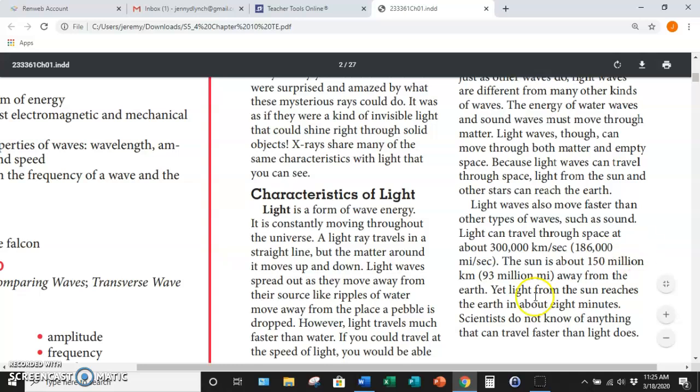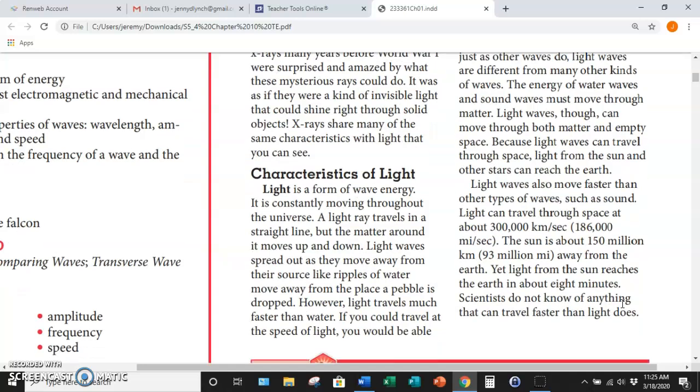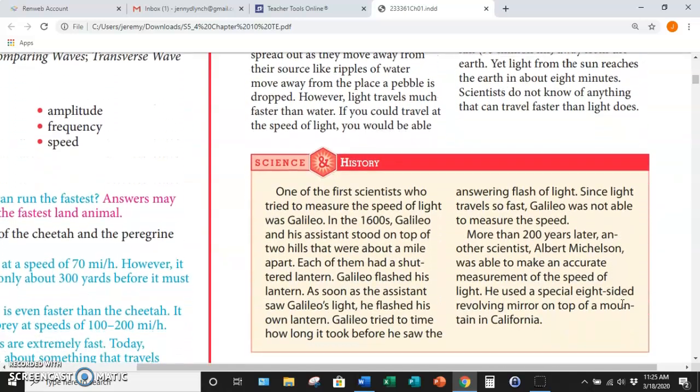So, this is a pretty cool fact here, this 8 minutes. The sunlight that you're feeling right now left the sun 8 minutes ago. Pretty cool. All right. Science and history.